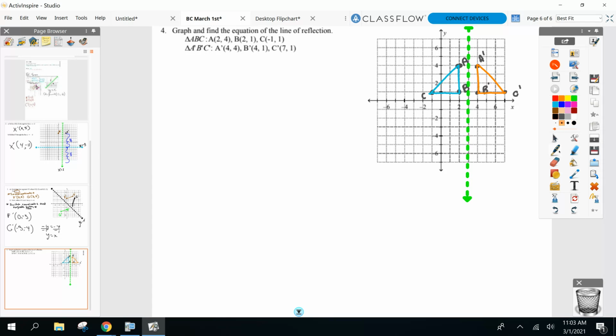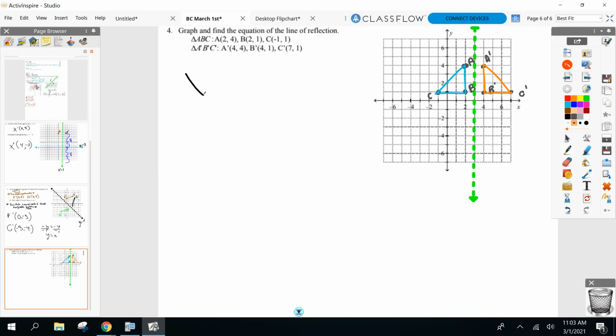Vertical. Well, it was a vertical line. And we talked today. Anytime it's a vertical line, it starts with x equals, look where it goes through, 3. Yep. And hey, if you connected B and B prime, A and A prime, or C and C prime, that line's going to be a perpendicular bisector for it.